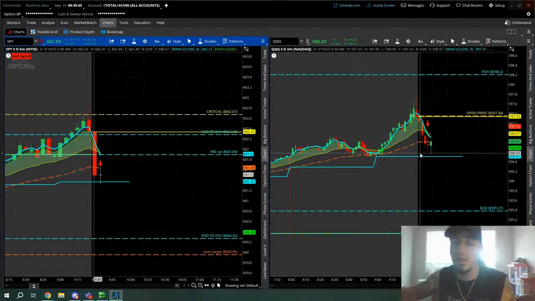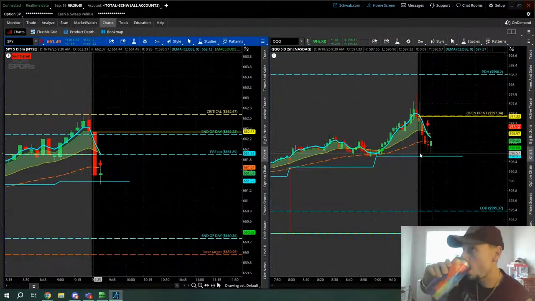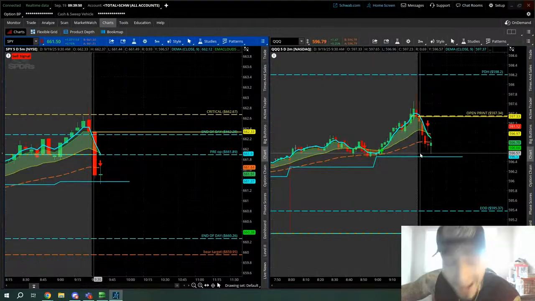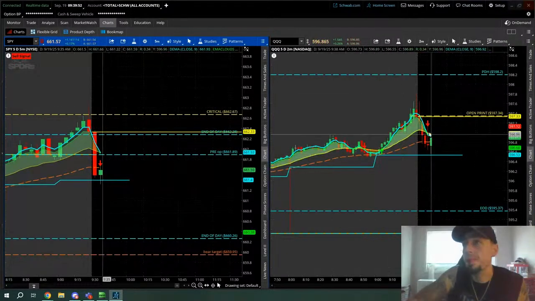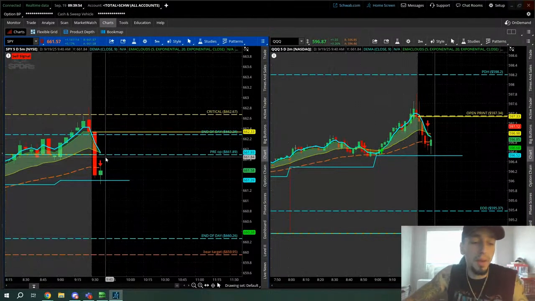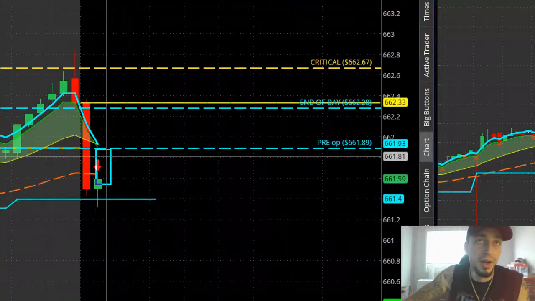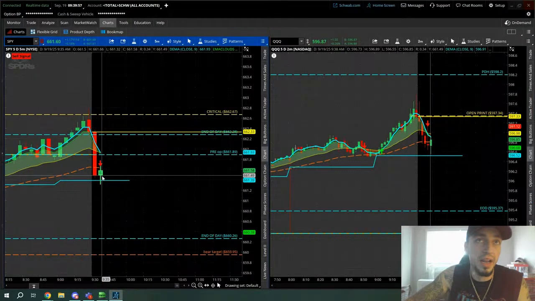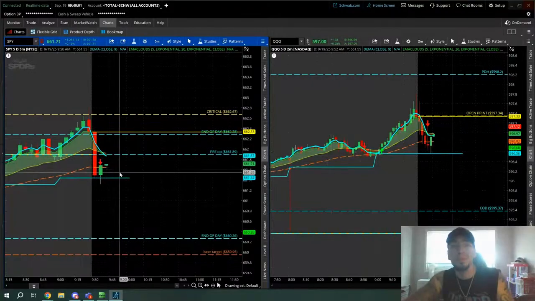Let's see here. The 2 minute has been providing a lot of opportunity lately. Now, remember what we said, okay? We had this little pocket right here. All right, so let's see. It'll most likely get filled.